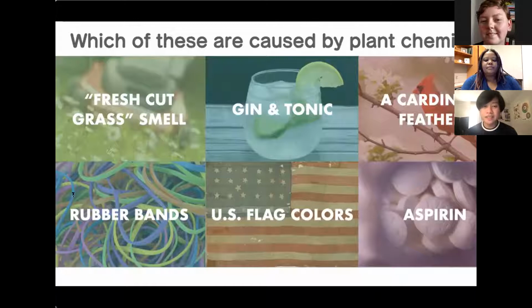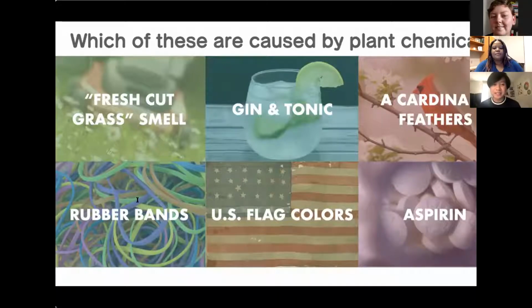On the screen are 6 common everyday objects and experiences. Our challenge to you is to identify which of these things are caused by plant chemicals. You should be seeing a prompt shortly to input your choices. You'll have 1 minute and 30 seconds to place your answers.